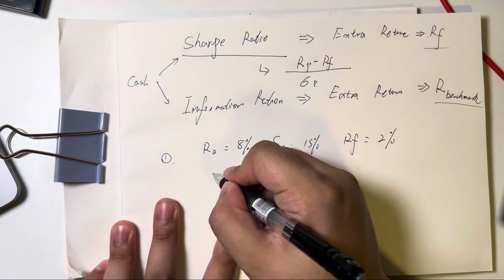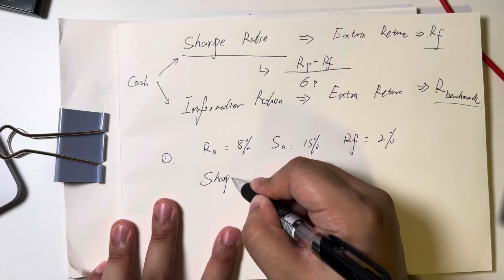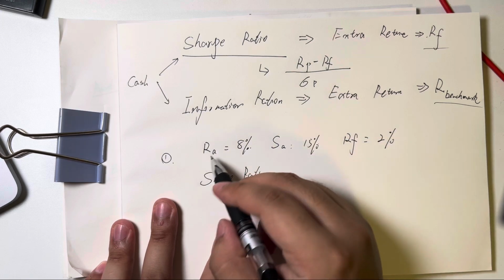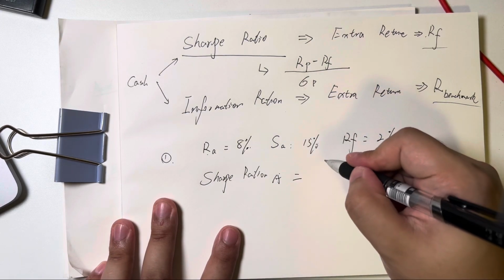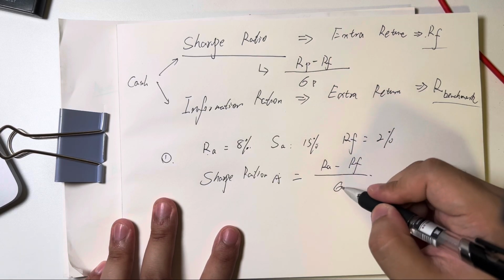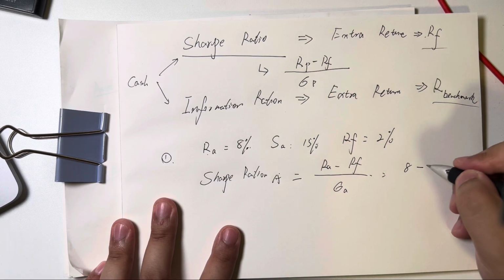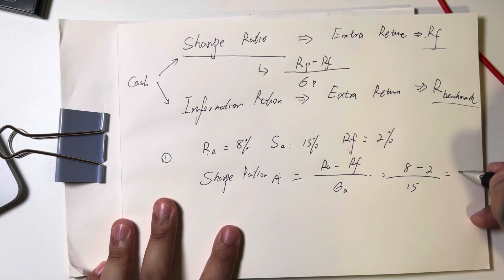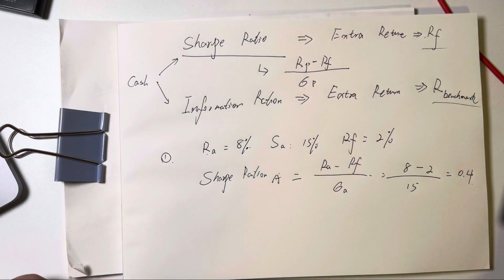Okay, so let's calculate the Sharpe ratio now. The Sharpe ratio of this specific portfolio A will be R_A minus the risk-free rate, divided by the standard deviation of A. That will be (8 minus 2) divided by 15, and that will give you 0.4. So this will be the Sharpe ratio.